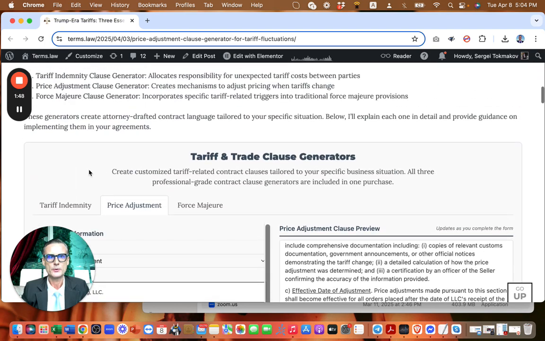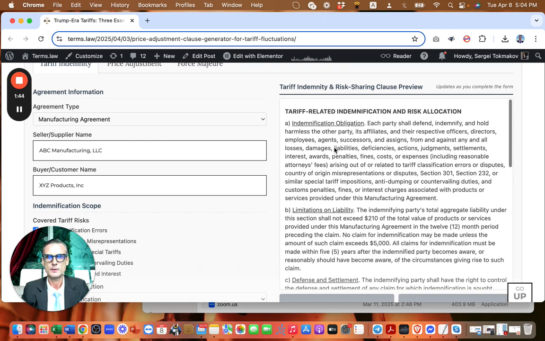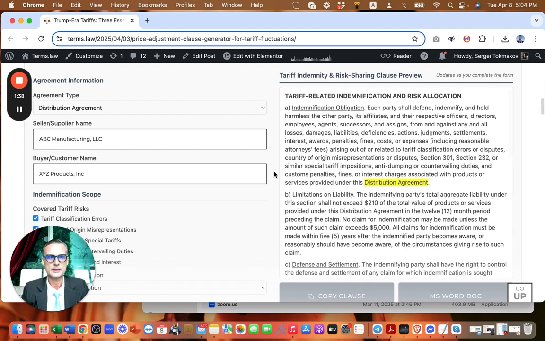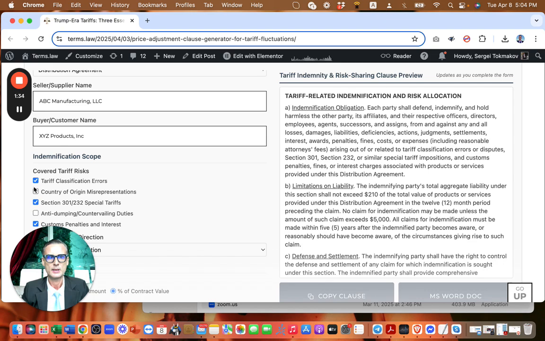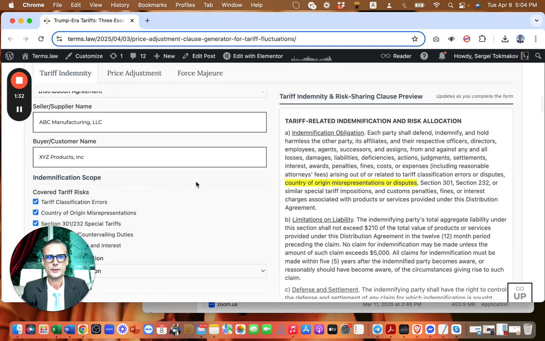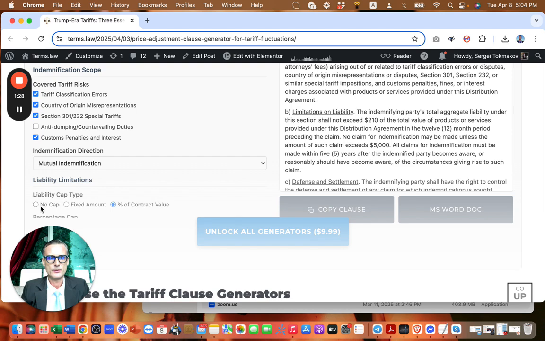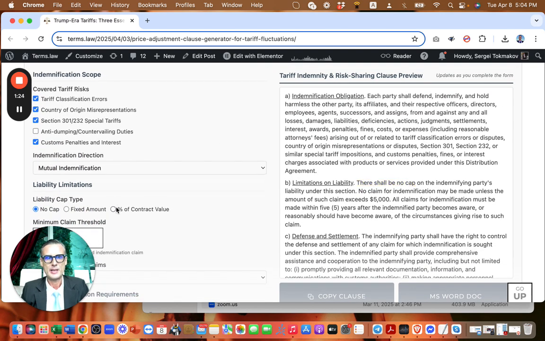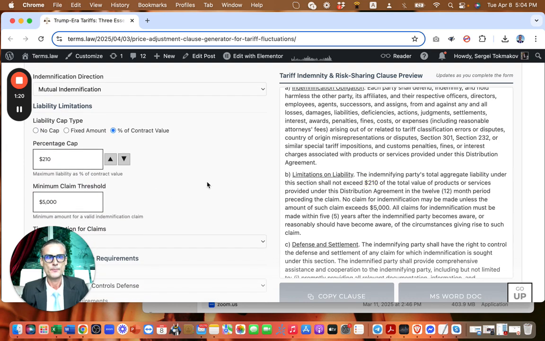Let's move on to the indemnity clause, very important. This is the liability apportionment. Enter what type of agreement it applies to, the scope, country of origin, and liability cap type, whether it's limited to fixed amount or whether it's percent of contract value.